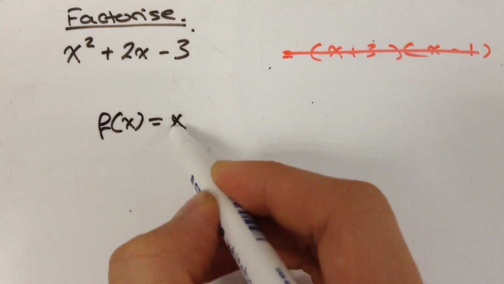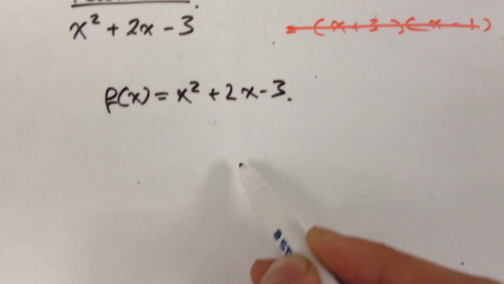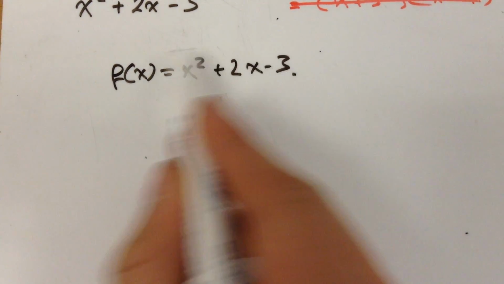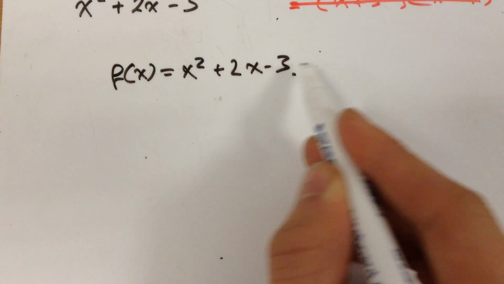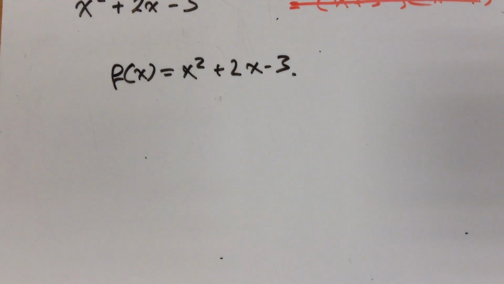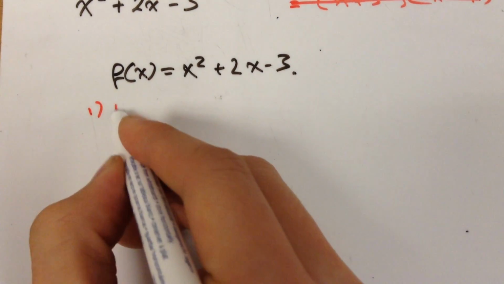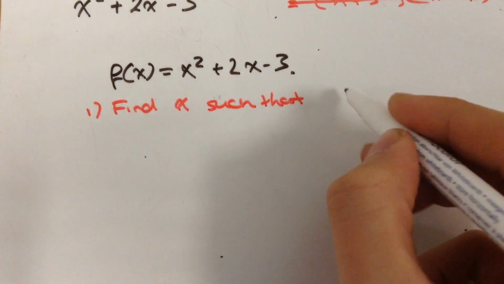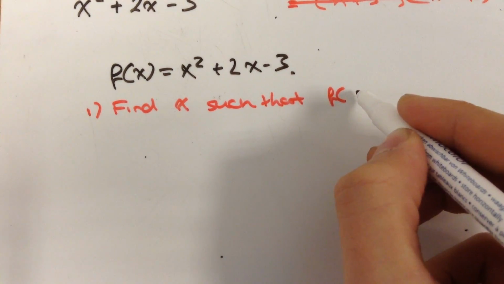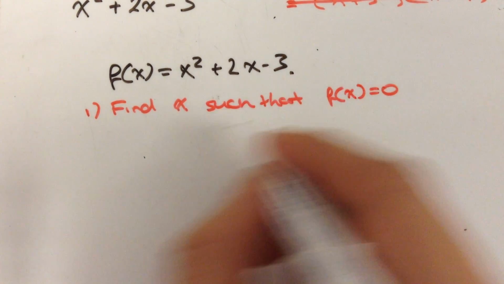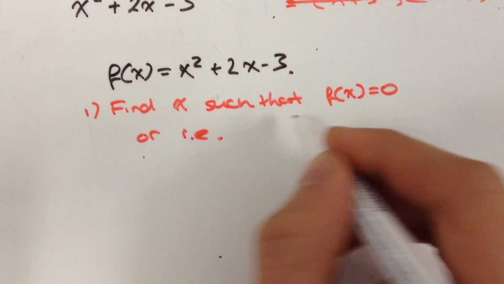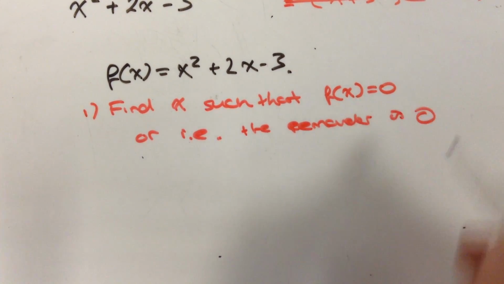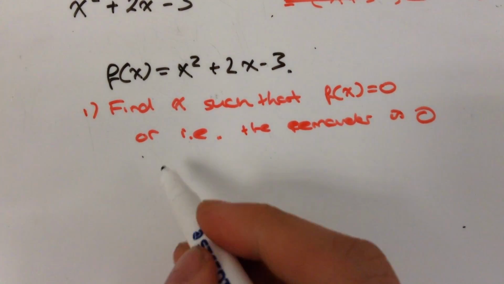So my function of x is x squared plus 2x minus 3. What I need to do first is to find the value of x that makes this 0. In other words, I've got to find the value of x that makes my remainder 0. So my first step is to find x such that f of x equals 0, or in other words, the remainder is 0.